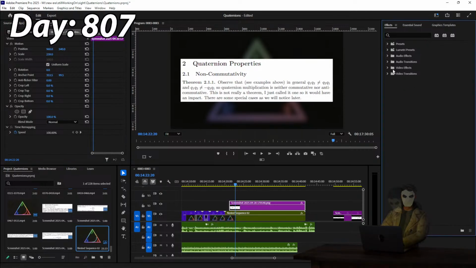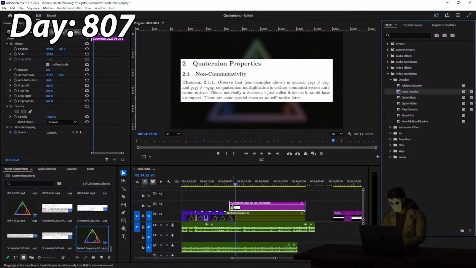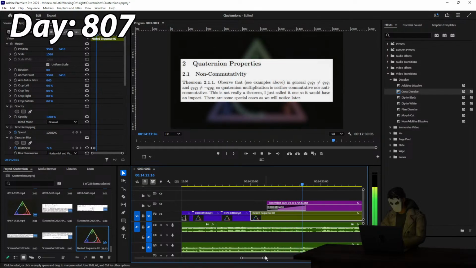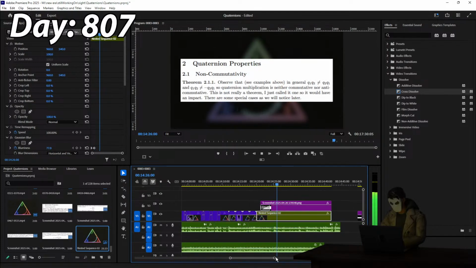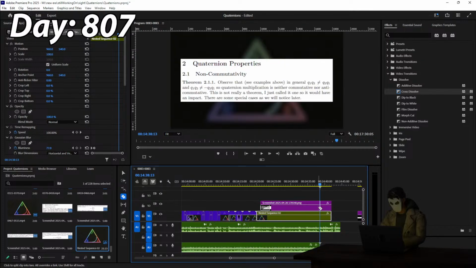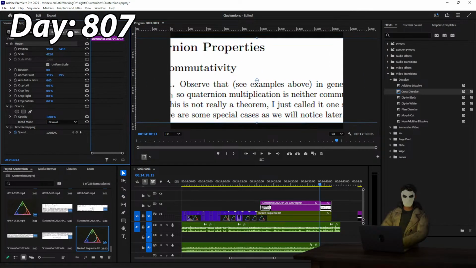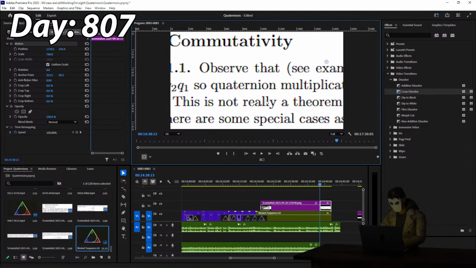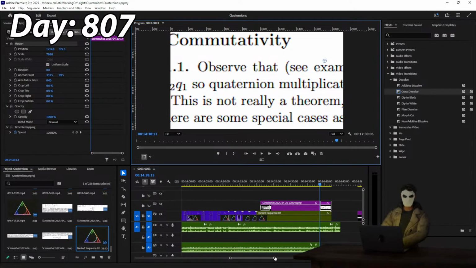Okay, there we go. This amazing passage from the paper I used as a source for the quaternion segment of the video. Observe that in general, q1 times q2 is not equal to q2 times q1, and q1 times q2 isn't equal to minus q2 times q1. So quaternion multiplication is neither commutative nor anti-commutative. And right here is the fun bit. There we go.